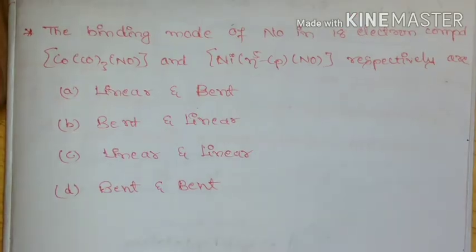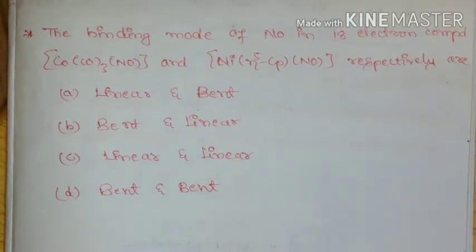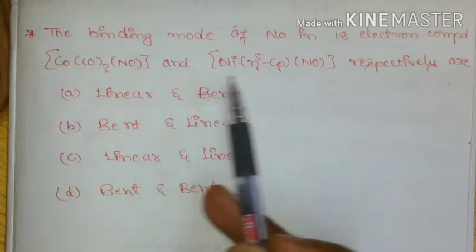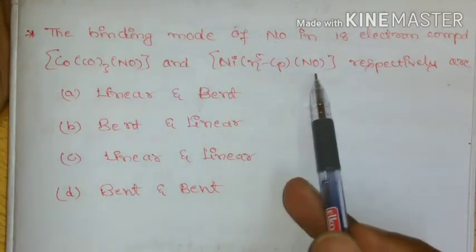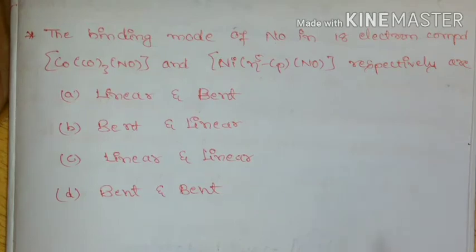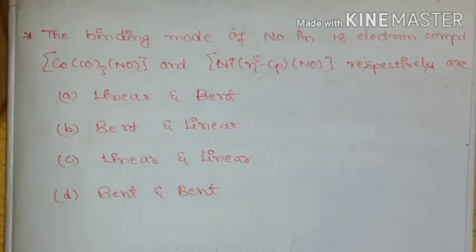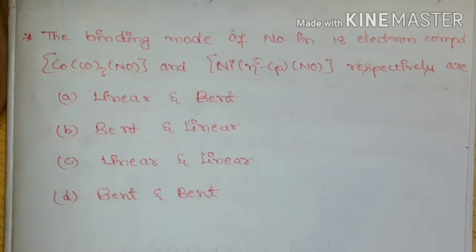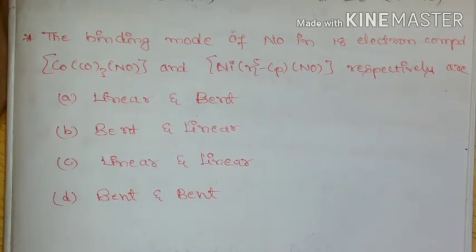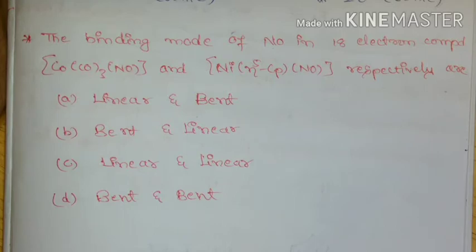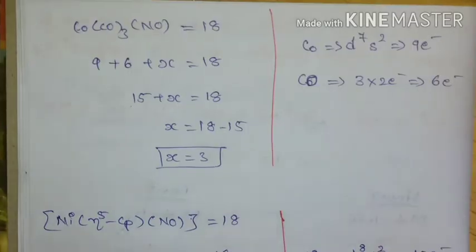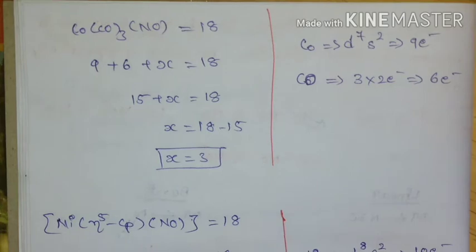Now one more question, that is the binding mode of NO in an 18 electron compound. Co(CO)3NO and Ni(η5-Cp)NO respectively are. Both complexes obey the 18 electron rule, but for the binding mode of NO we need to find whether it is linear or bent. So here also we are going to follow the neutral method.